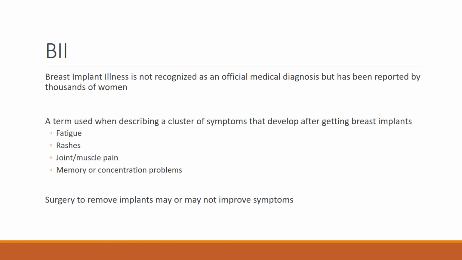Lastly, I'd like to touch upon something called breast implant illness. Breast implant illness, or BII, is a term that women use to refer to a range of symptoms that develop after undergoing reconstruction or augmentation with breast implants. It is used when describing a cluster of symptoms such as fatigue, rashes, joint or muscle pain, and memory or concentration problems. It can happen with any type of breast implant: silicone, saline, smooth, textured, round, or teardropped.